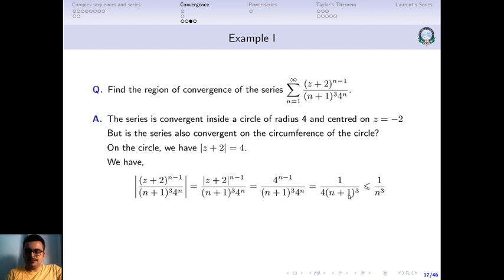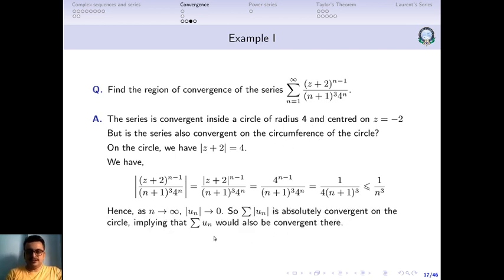Now what will happen as n tends towards infinity? If I take the limit as n tends to infinity, this quantity is going to get smaller and smaller. As a result, the modulus of un tends towards 0 as n tends towards infinity. That means the series summation of modulus un is going to be absolutely convergent on the circumference of the circle. So if modulus un is absolutely convergent on the circle, then from the theorem of absolute convergence, the series would also be convergent on the same circumference of the circle.